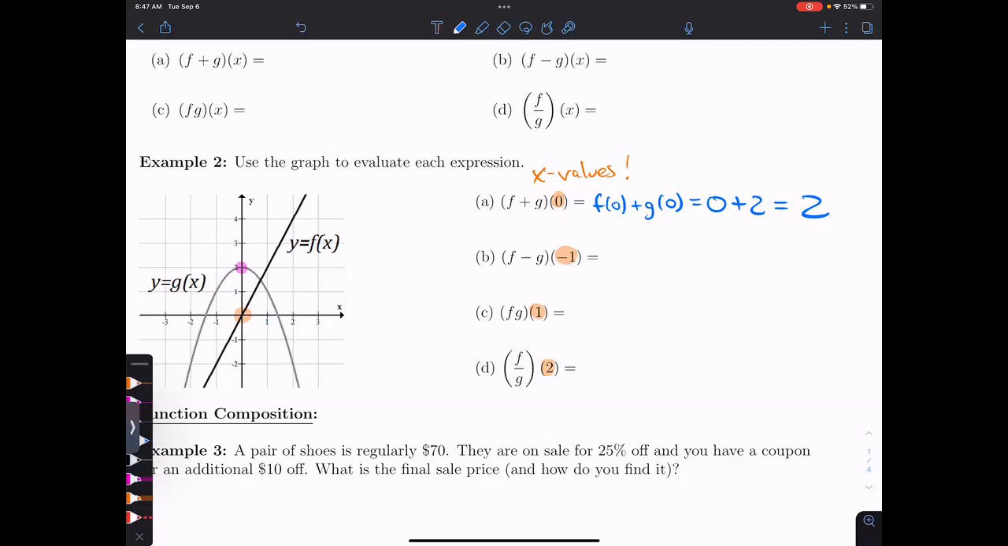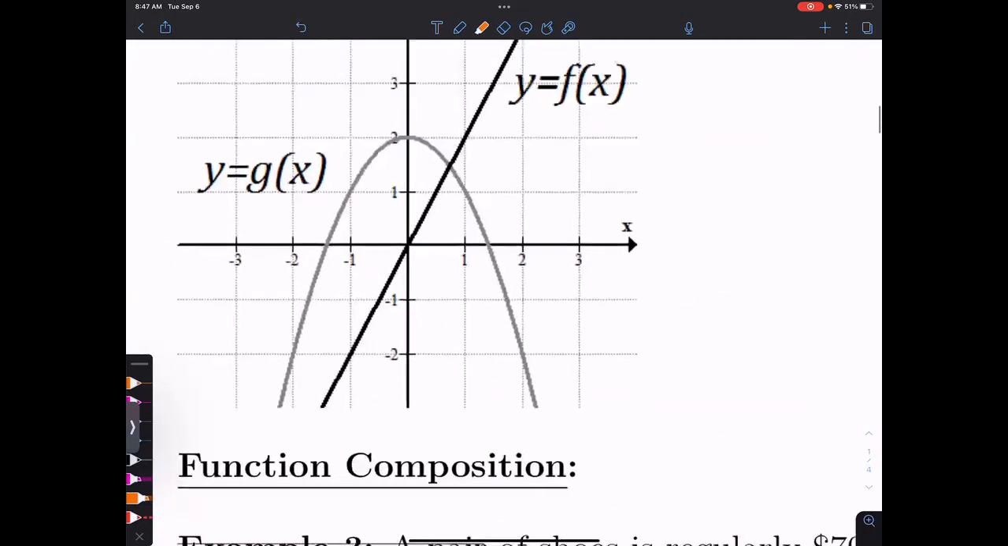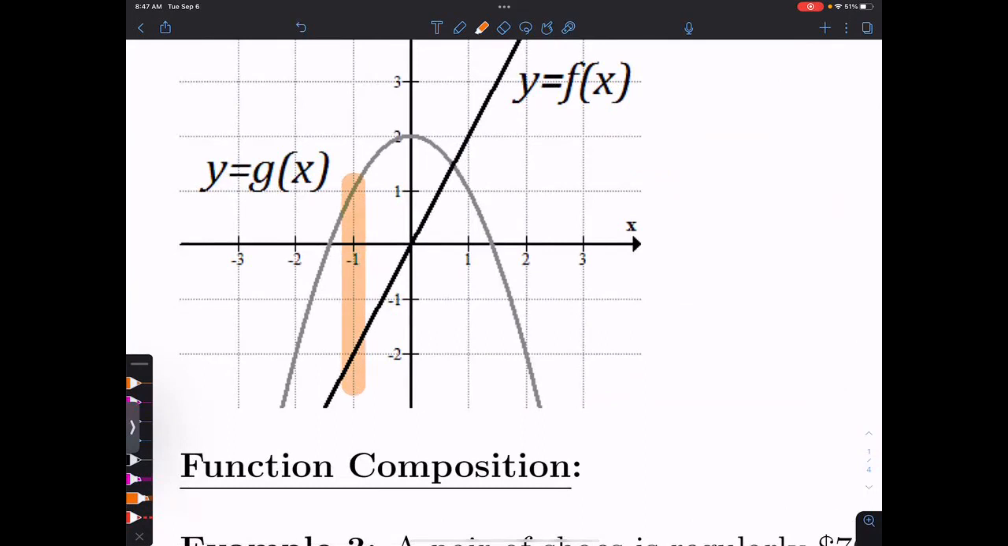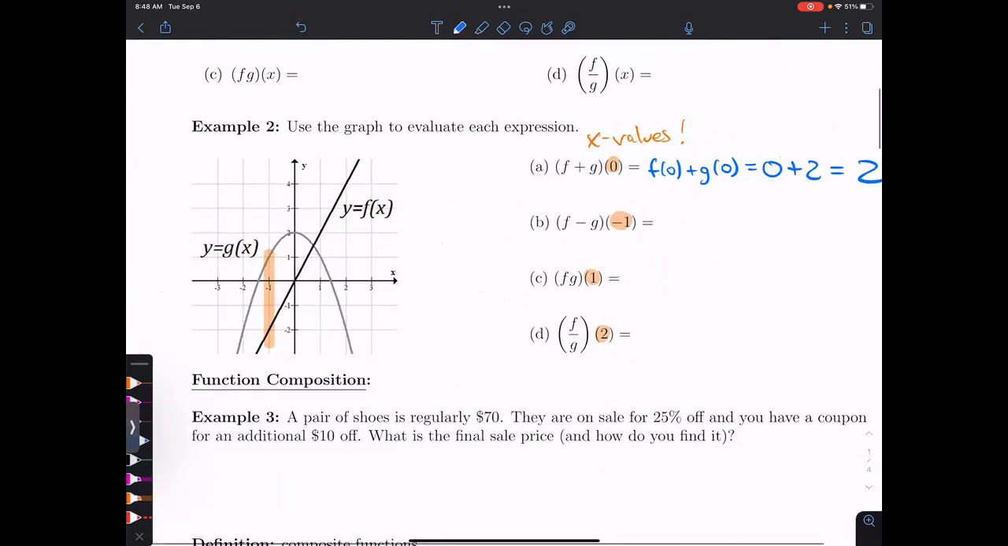Are you happy with that? Okay. All right. Tell me about B then. We're looking at the x value -1. So we're looking right there. And I want f minus g. What's f? -2. And g is 1. So this would be -2 minus 1.